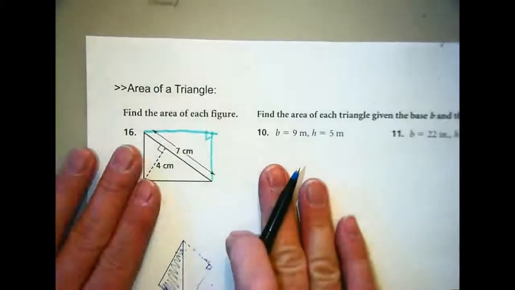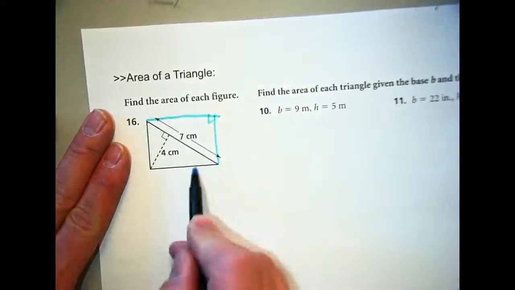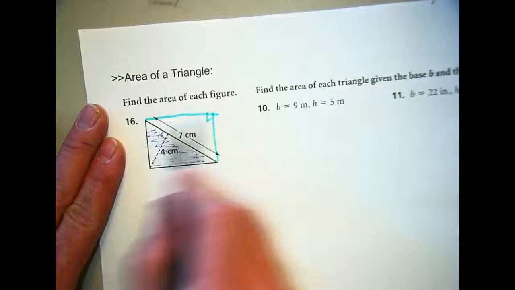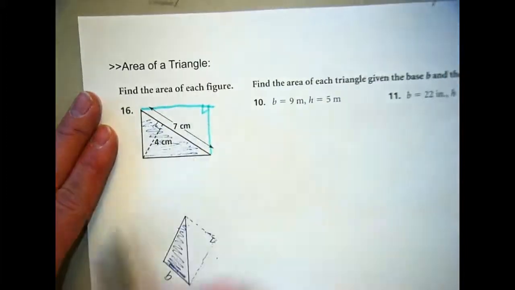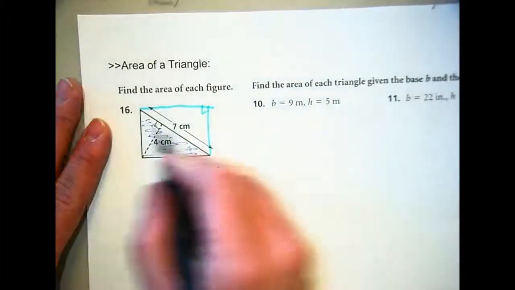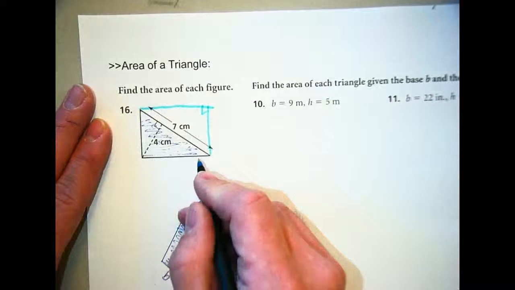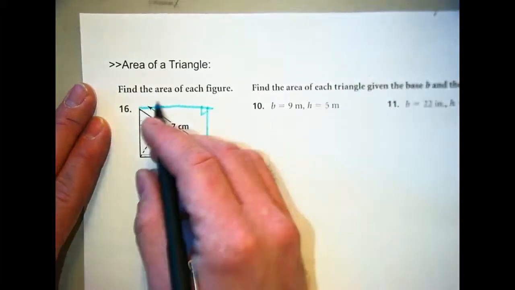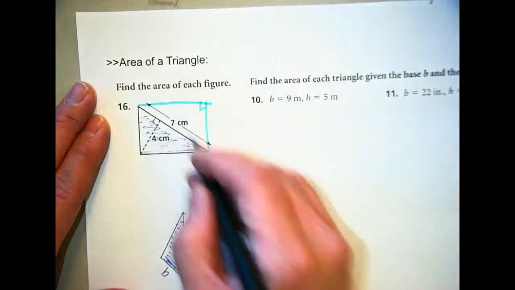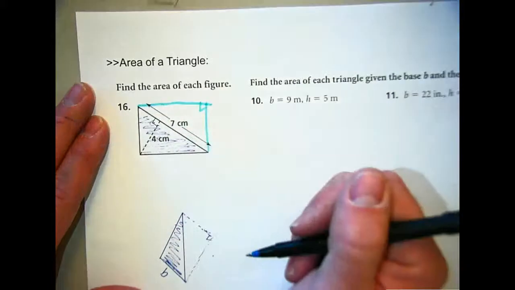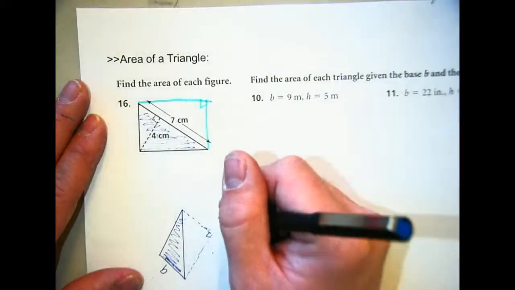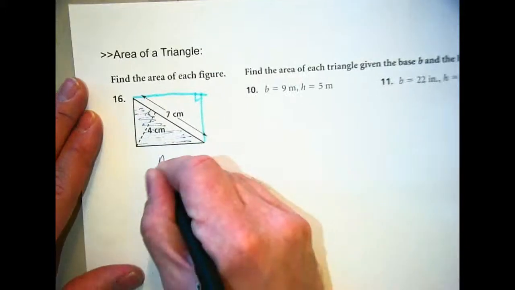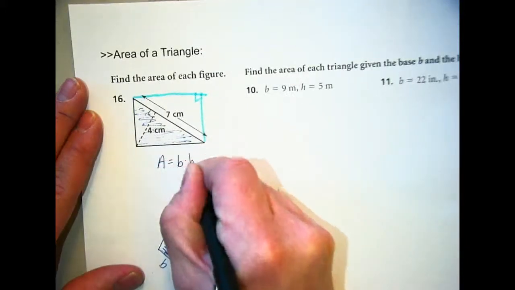So if I'm looking at this one, this triangle right here is the same as this triangle up here. I probably could have done a better job at sketching it, but this is my base, this is my height. Base times height gives me the area of my overall figure. I need to cut that in half then. Base times height divided by 2. So area of a triangle is equal to base times height cut in half.